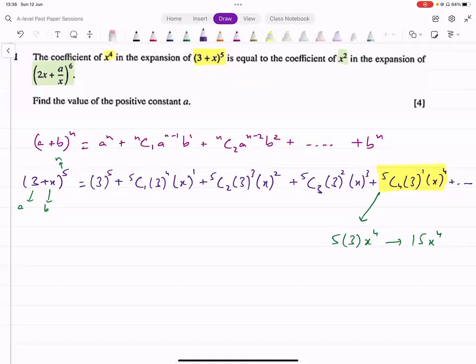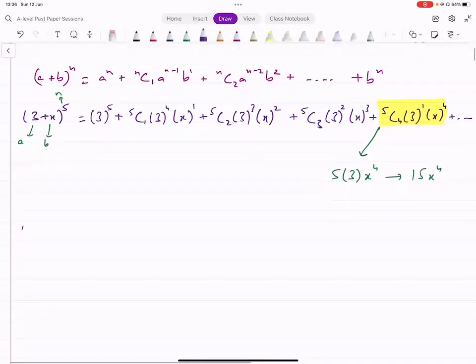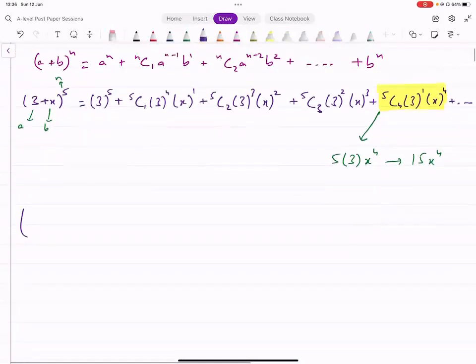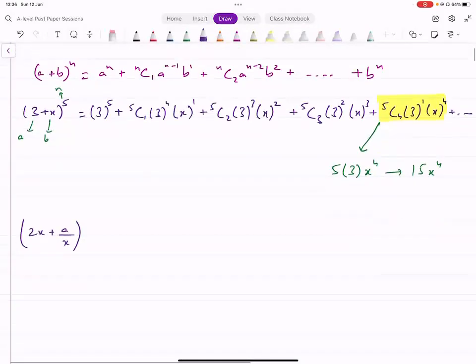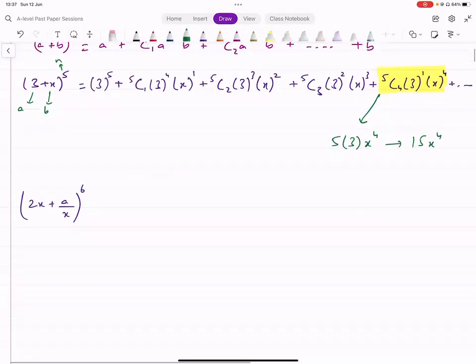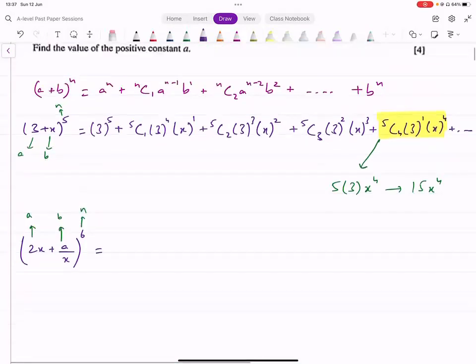Now let's look at the other expansion. The other one is (2x plus a over x) whole raised to power 6. Again, if you look at the formula, this is supposed to be your a, this is supposed to be your b in the formula, and this 6 is your n. Let's just input values in the formula and see what we get.